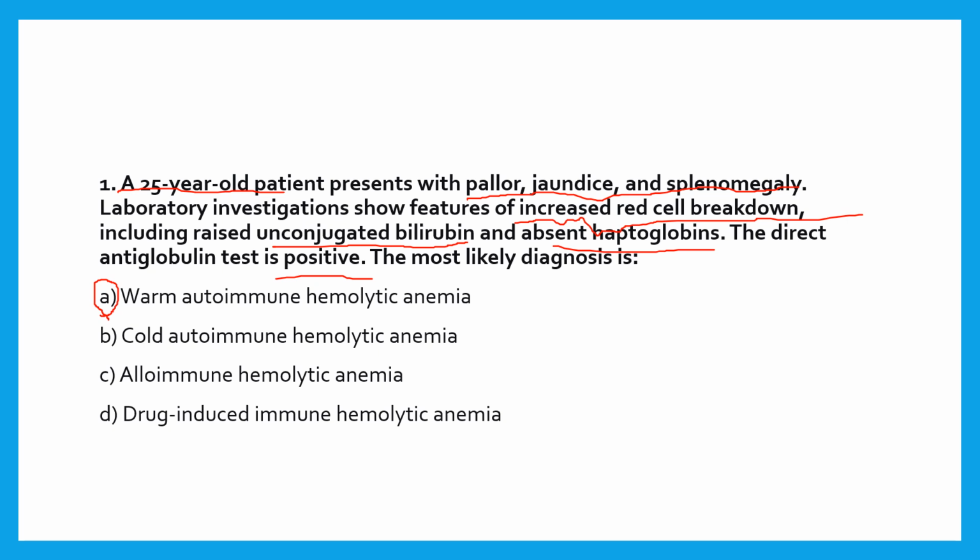Cold autoimmune hemolytic anemia typically presents with acrocyanosis in cold weather. We discussed this in those short answer questions. So the best answer on question number 1 is warm autoimmune hemolytic anemia. All right. No recent transfusions removes alloimmune hemolytic anemia. No new drugs substitutes also drug-induced immune hemolytic anemia. We go to the second question.